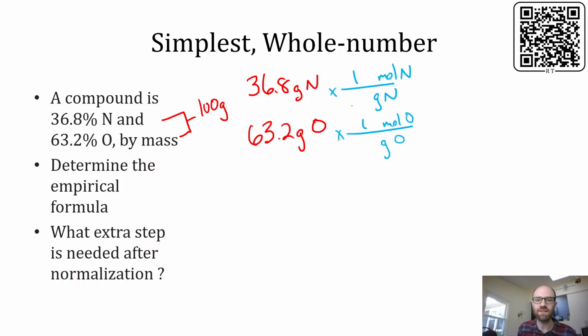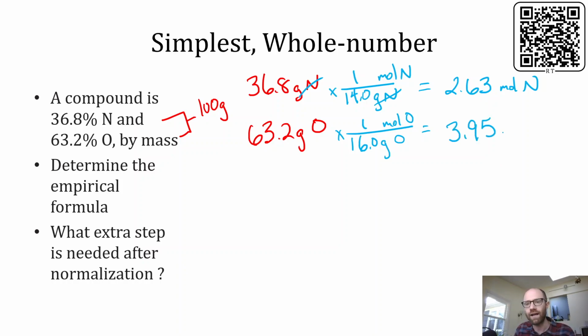And in both cases, it's 1 mole, and I think it's 14.007, so we'll say 14.0, and then again, 16.0, 15.9994. The periodic table is good like that. A lot of these numbers are close to a whole number. So we end up with 2.63 moles of N and 3.95 moles of O.